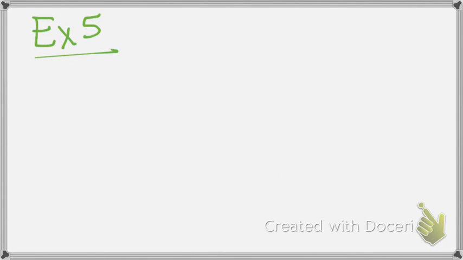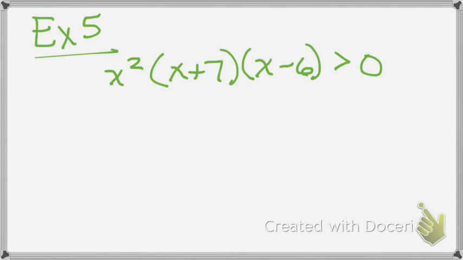Example 5. Let's say we have one that looks like this. x squared times x plus 7 times x minus 6 is greater than 0. So they want us to solve an inequality this time. So yesterday we had f of x equals this instead of an inequality on the end, right? So there is an algebraic way to solve this. It's kind of a pain and yucky.